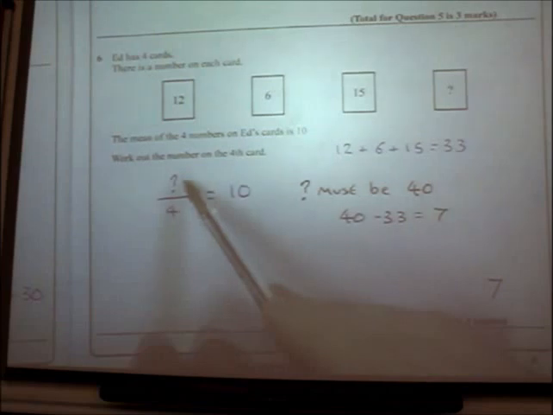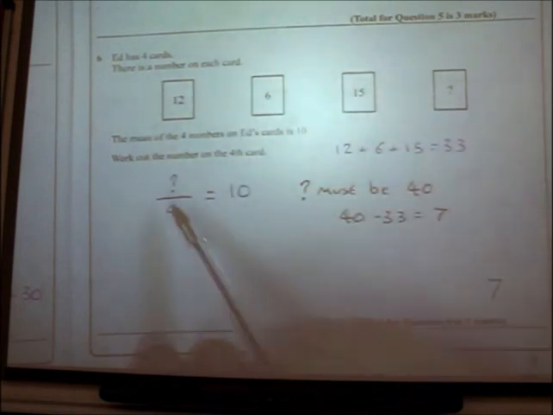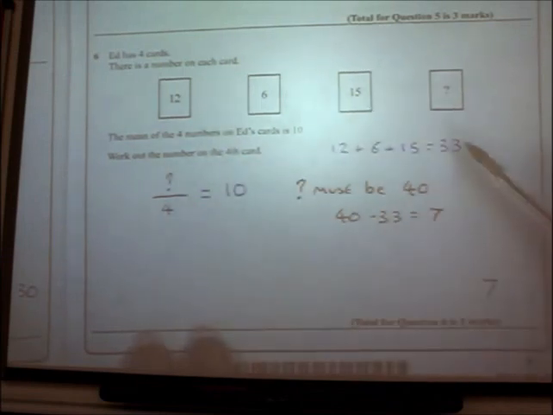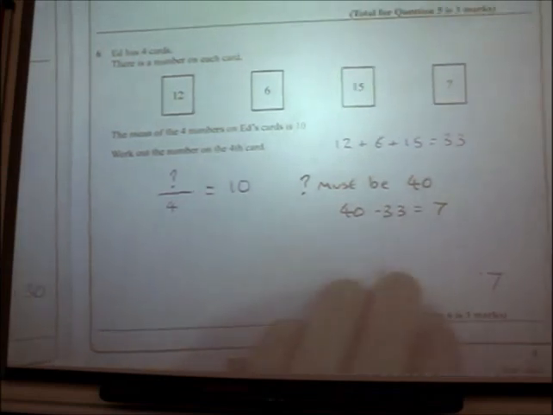To work out the mean, it's the total divided by how many you've got, so it's 4 cards, equals 10, because we're told that's what the mean is. So what would go up here? Well, it must be 40. So add these up, adds up to 33. So what must you add to 33 to get 40? So this card will be 7.